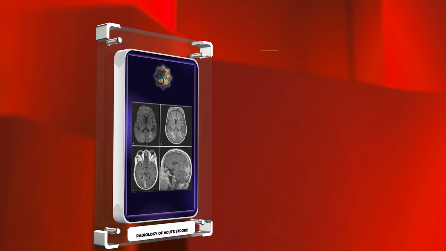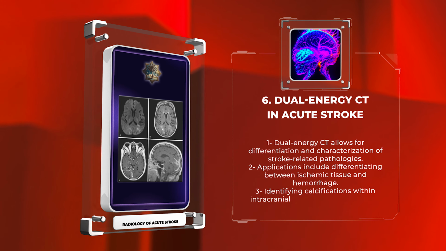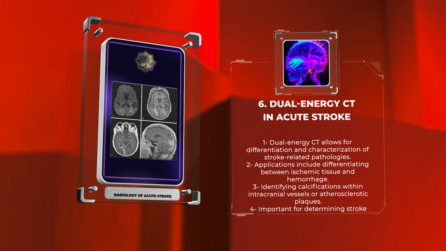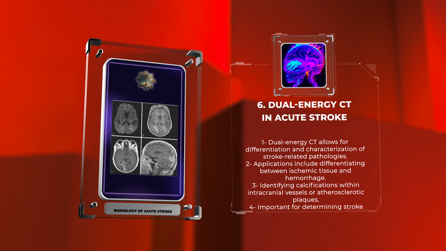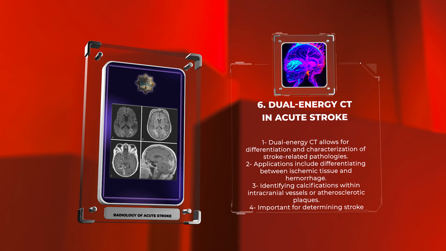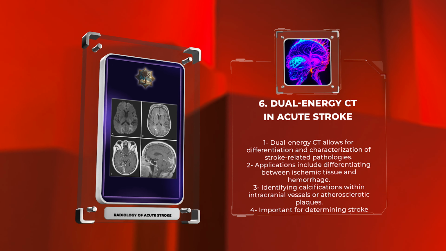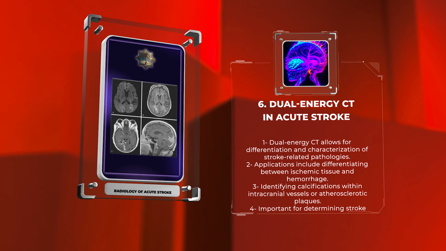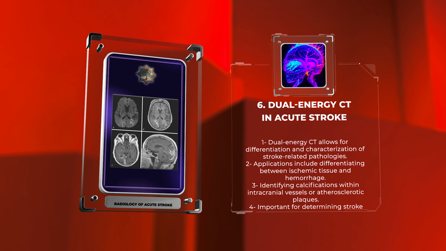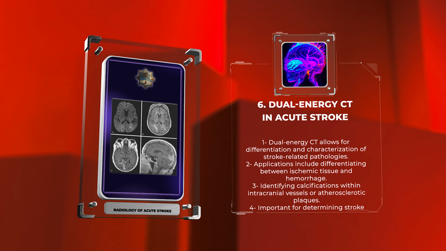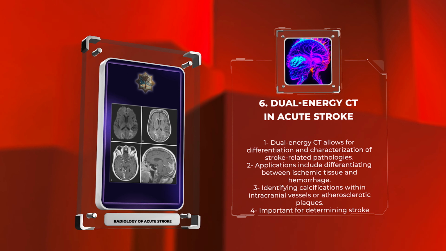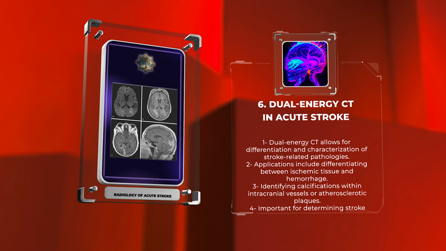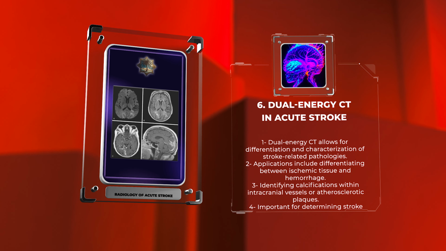Dual energy CT, DECT, is a powerful imaging technique that allows for the differentiation and characterization of various stroke-related pathologies and complications. One of the applications of DECT in acute stroke is the differentiation between ischemic tissue and hemorrhage. By using the different energy levels provided by DECT, radiologists can obtain virtual unenhanced images that simulate conventional NCCT, enabling a more accurate assessment of early ischemic changes without the confounding effects of contrast administration. Furthermore, DECT can also assess for the presence of calcifications within the intracranial vessels or atherosclerotic plaques, which may be important for determining stroke etiology and guiding treatment decisions.